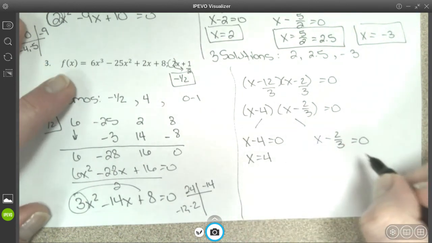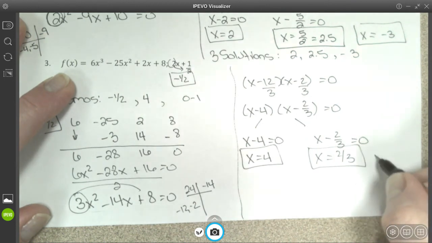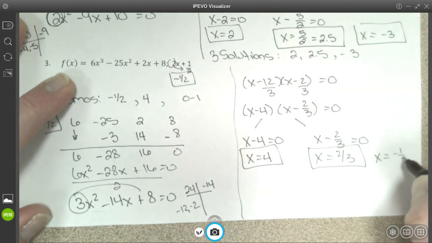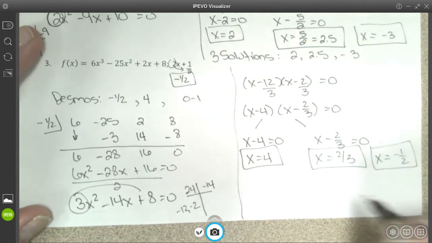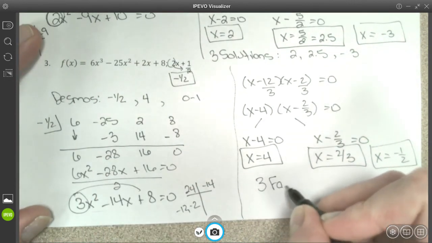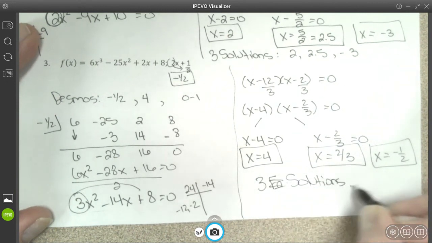So send it to the other side. X equals 4. X equals 2/3. And then x equals negative 1/2 from my original one. So these are my 3 solutions. We'll do the back in a minute.